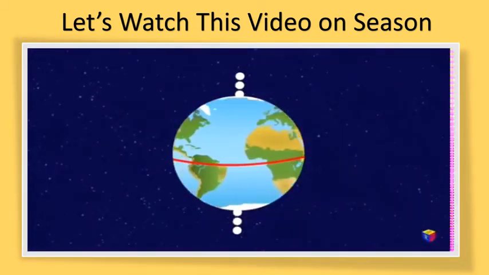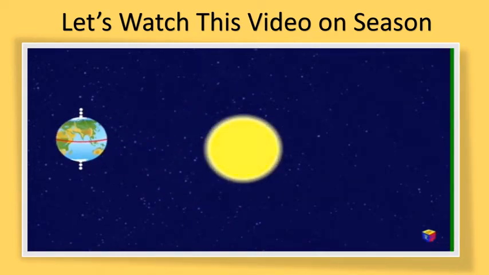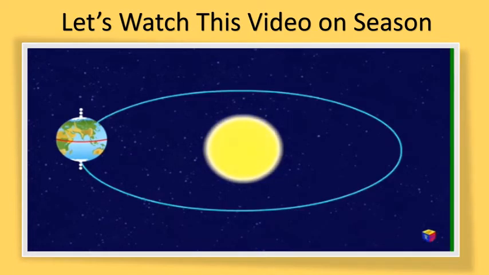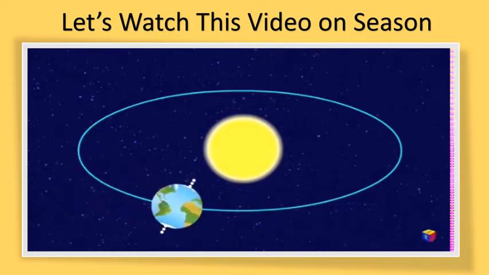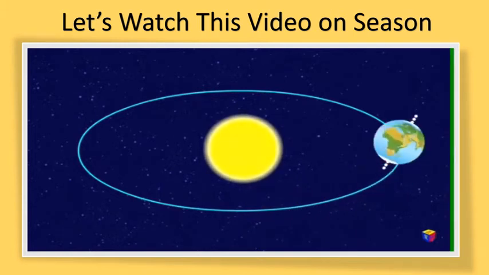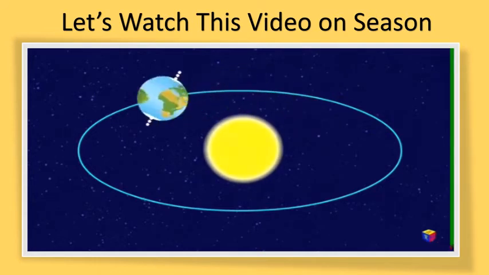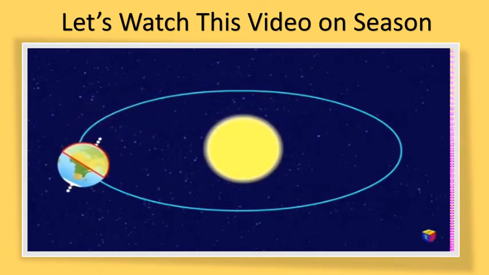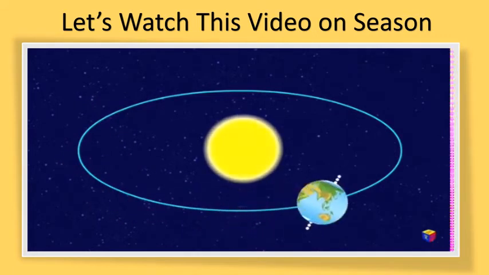Not only does the Earth rotate around its own axis, it also revolves around the Sun. The path in which the Earth revolves around the Sun is called the orbit. Therefore, the Earth moves around the Sun like this. Throughout the year, the Earth is exposed to the Sun on either its northern hemisphere or its southern hemisphere.